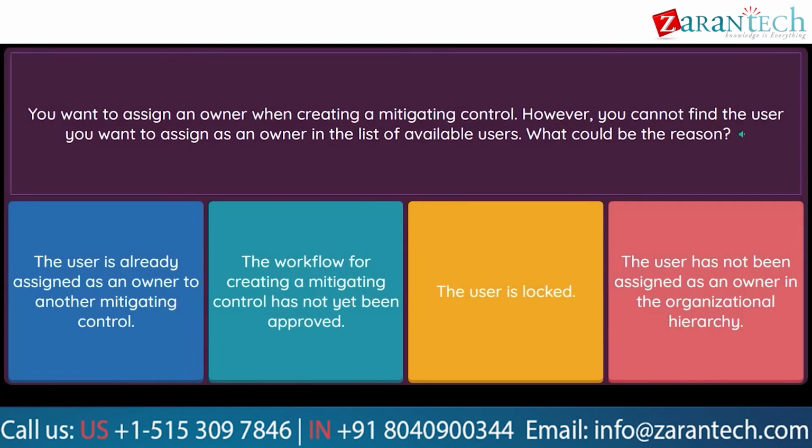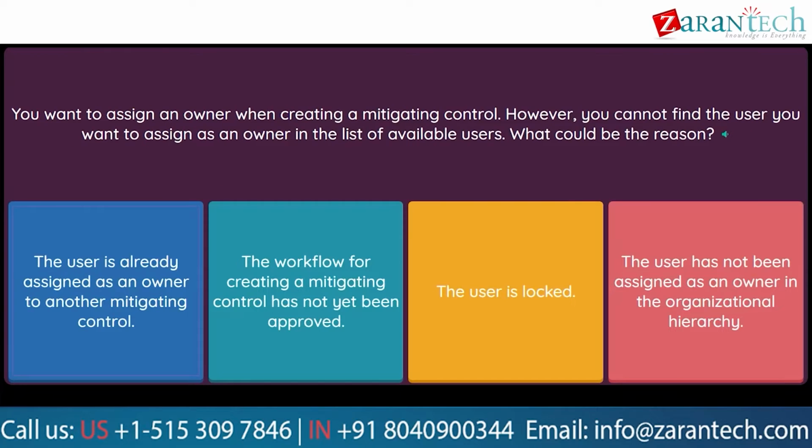Question: You want to assign an owner when creating a mitigating control. However, you cannot find the user you want to assign as an owner in the list of available users. What could be the reason? Option 1: The user is already assigned as an owner to another mitigating control. Option 2: The workflow for creating a mitigating control has not yet been approved. Option 3: The user is locked. Option 4: The user has not been assigned as an owner in the organizational hierarchy.